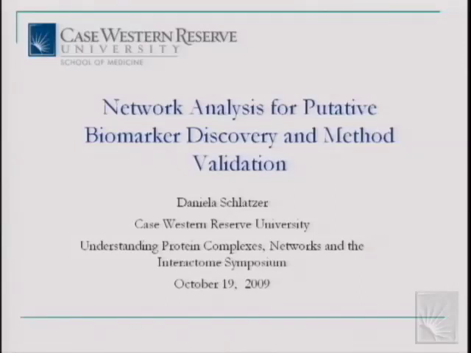We're going to switch gears a little bit in that I'm going to highlight network analysis for putative biomarker discovery and method validation in the early stages of method development. I'm going to be using existing networks and not trying to find new novel networks. So this data is going to be using many of the commercially available network analysis and data visualization tools such as Metacore, Pathway Studio, and IPA.